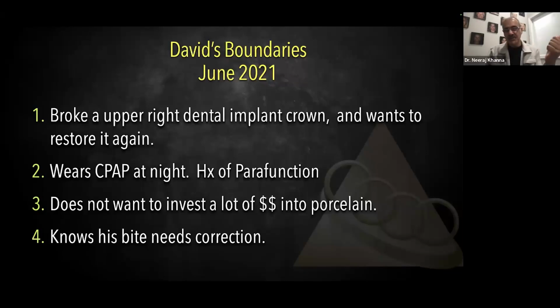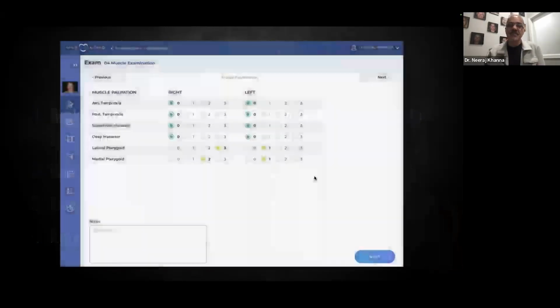I've got to work with somebody who has sleep apnea. He wears a CPAP at night. He's very compliant. I don't have to worry about him not being compliant, but he does clench his teeth as well. When we go through the clinical exam together, when we palpate his muscles, the lateral pterygoids on the right side are extremely tender, not so much on the left side, and the medial pterygoid is also uncomfortable on both sides.